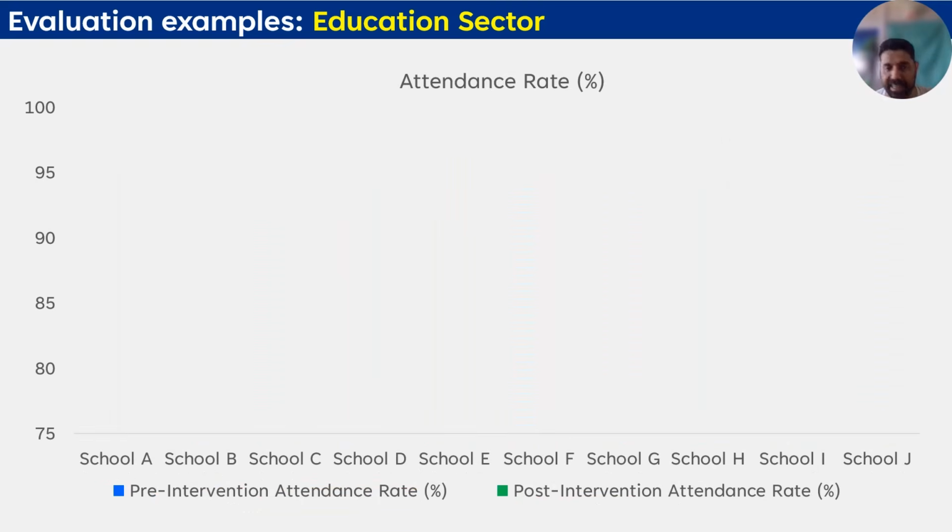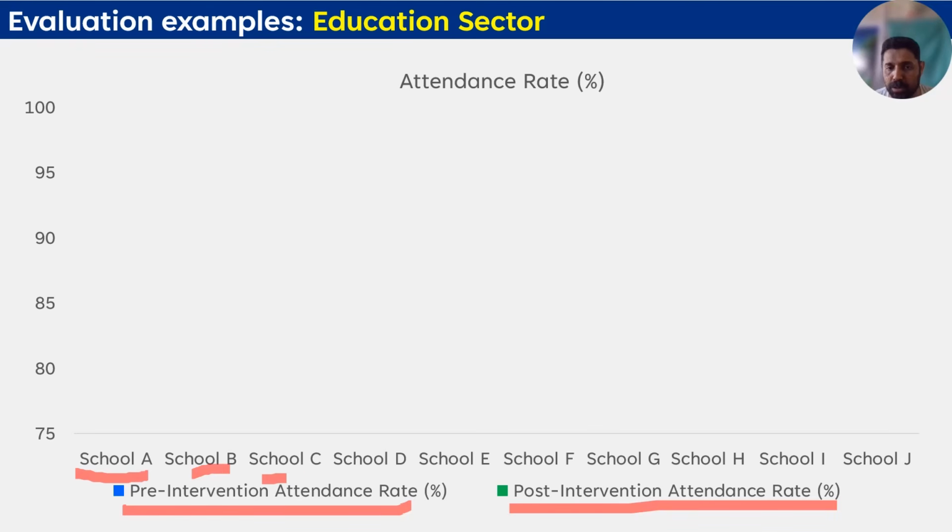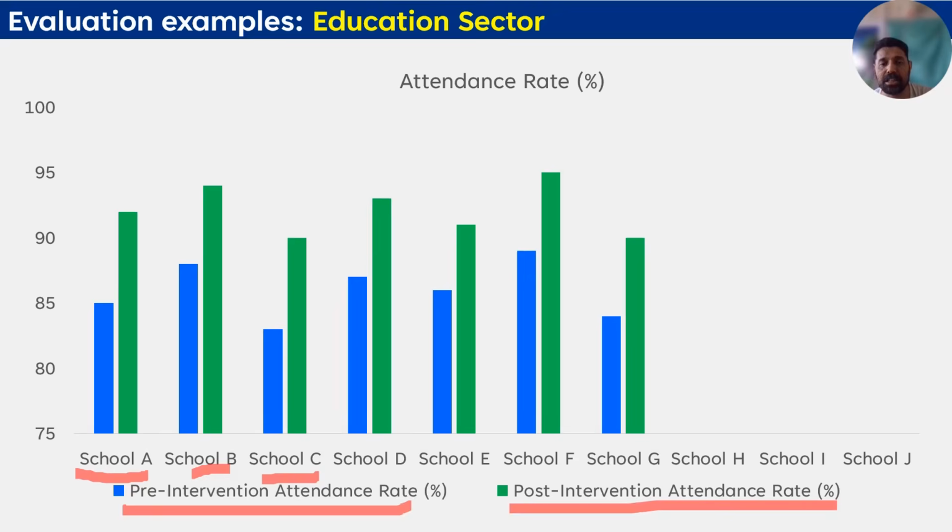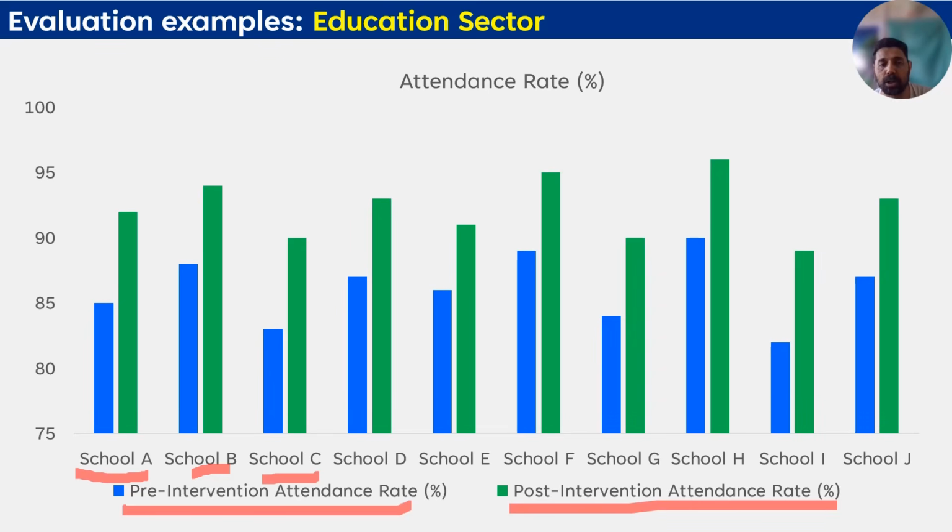Similarly, attendance rate: pre-intervention, what was the attendance rate, and now what is the attendance rate post-intervention? Currently, what is the attendance rate? You can show this by school, school A, school B, school C, or by areas, districts, location, etc. So here you can see, you can present it like this. The blue one shows the pre-intervention and the green one is after. So there is improvement every year. You can present that and interpret this data.